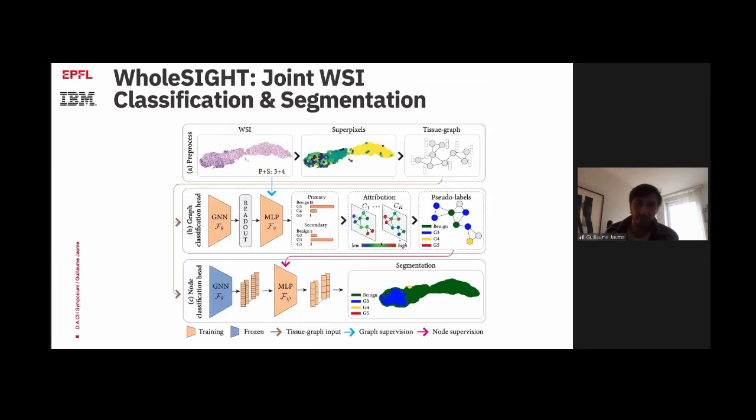So this is an overview of our method, where the beginning story is the same. We transform our image into a graph, so here, a tissue graph. Then we have a classification head to predict the cancer grade, so here, the primary and secondary Gleason grades, Gleason scores. And from there, we can derive node-level labels that are obtained here again using a feature attribution method. And finally, we are training a node classification head using these pseudo labels. And from there, we can trivially obtain a nice pixel-level segmentation of the input along with this classification.